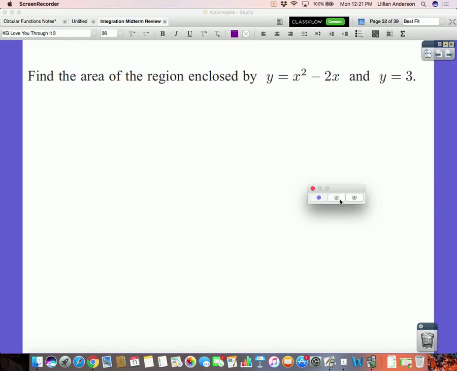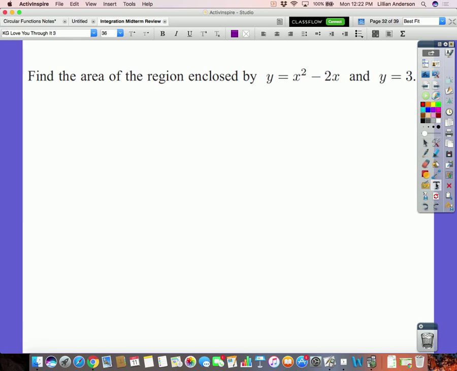You can always figure out where the two curves intersect by doing what? Setting them equal to each other. Y equals 3. So it would have been 3 minus the bottom function. And where do they intersect? 0 and... So it'll be -1 to 3. Okay, so that'll be your integral.